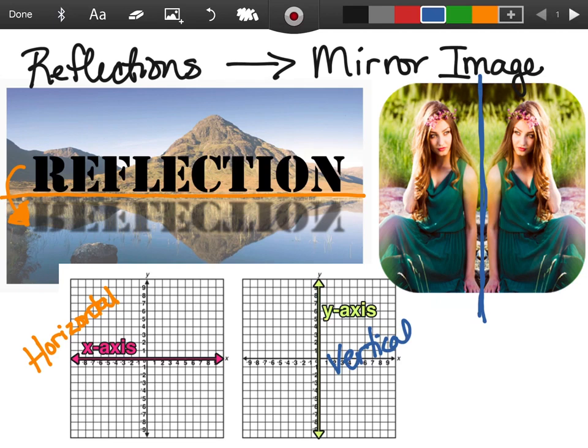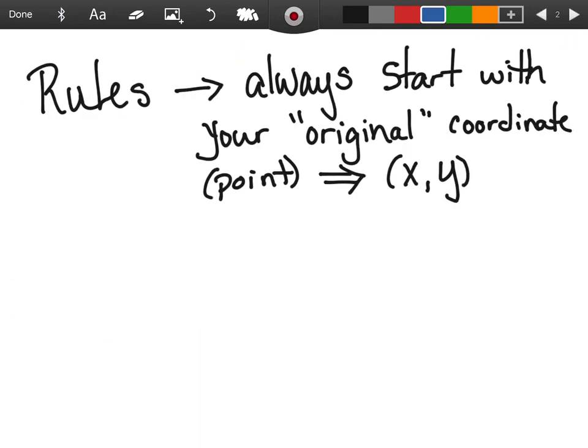So again, horizontal, I am going up and down. My picture is shifting up and down, or flipping, as we say. And for a y-axis, I am actually flipping left and right across the axis. So let's look at how our rules look for this.